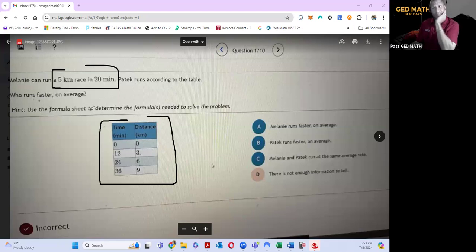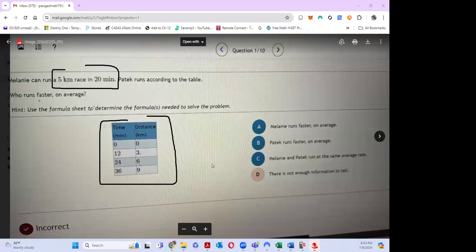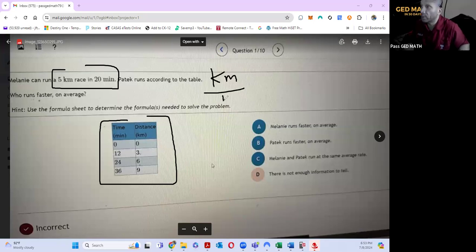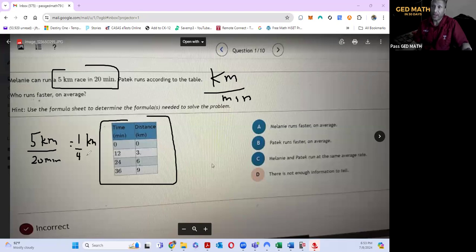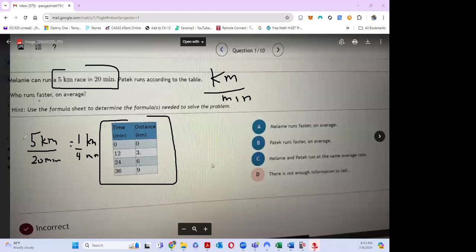How would you do a problem like this? Anybody know? I don't know, but average is like mean. So first of all, what we want is kilometers per minute. So 5 kilometers over 20 minutes. If we reduce to lowest terms, we get 1 kilometer every 4 minutes. Do you understand that?